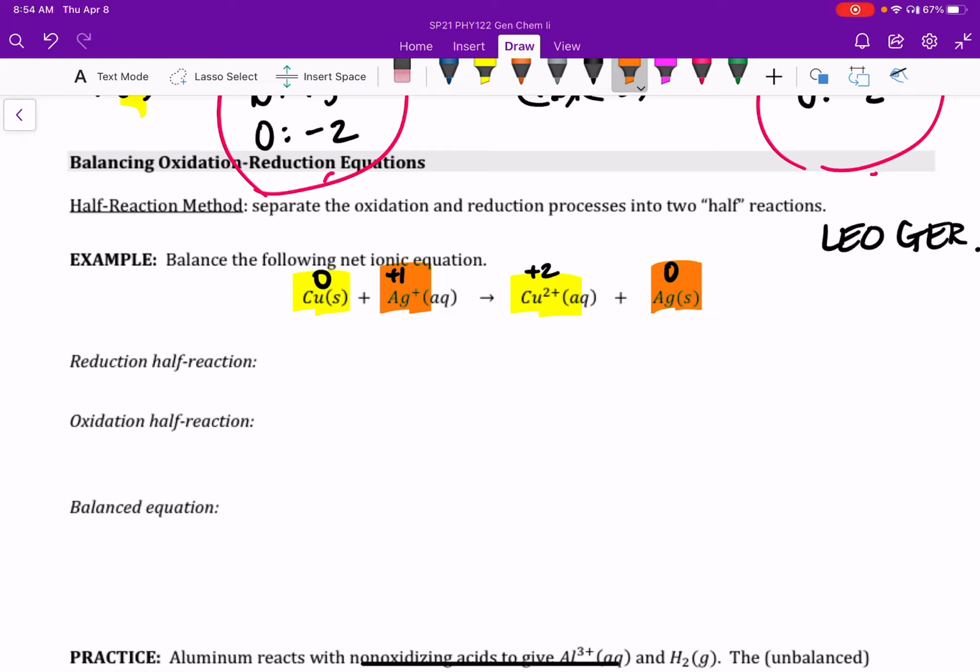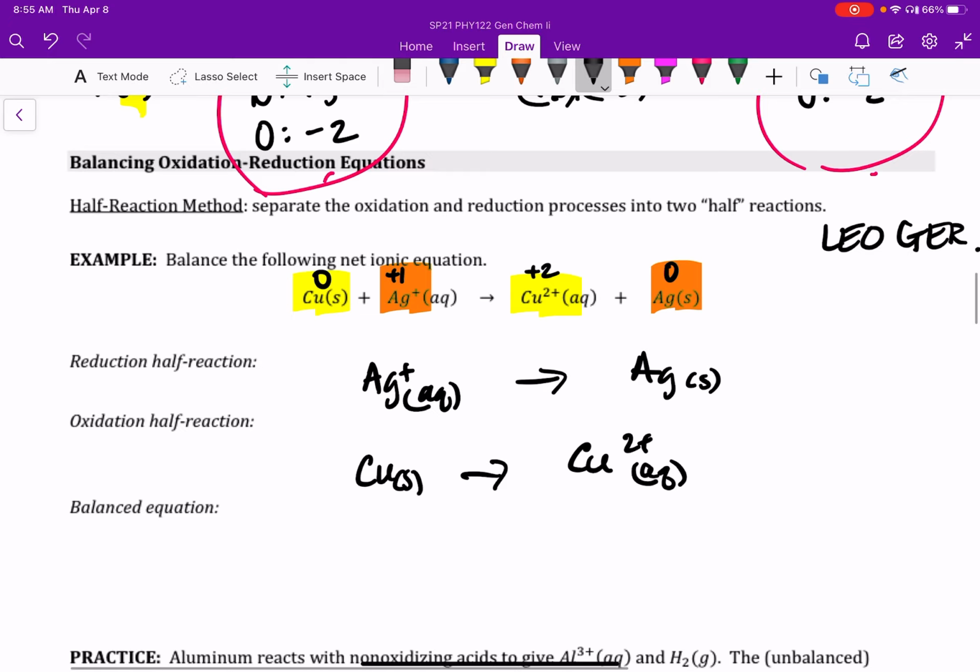So in every redox reaction, we're going to have two half reactions. We have the oxidation piece and we have the reduction piece. And so we identify oxidation numbers, then we identify which half of that reaction or which species is doing the oxidation part and which is the reduction. So the reduction is the silver. We're going to split this into our half reactions. So I've got silver here, and that silver goes to silver solid. And my copper, this is my oxidation. So copper goes to our copper ion, aqueous. Okay, so that's our next step.